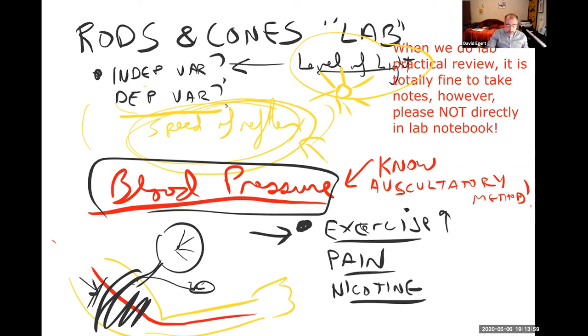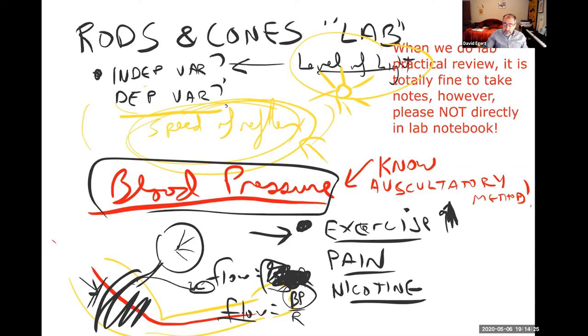So we're going to increase the flow, and flow is going to be cardiac output times resistance. That's not what I meant. What am I saying? No, flow is cardiac output. So the flow is going to be blood pressure over resistance. So by increasing the blood pressure, we're going to get way more flow.